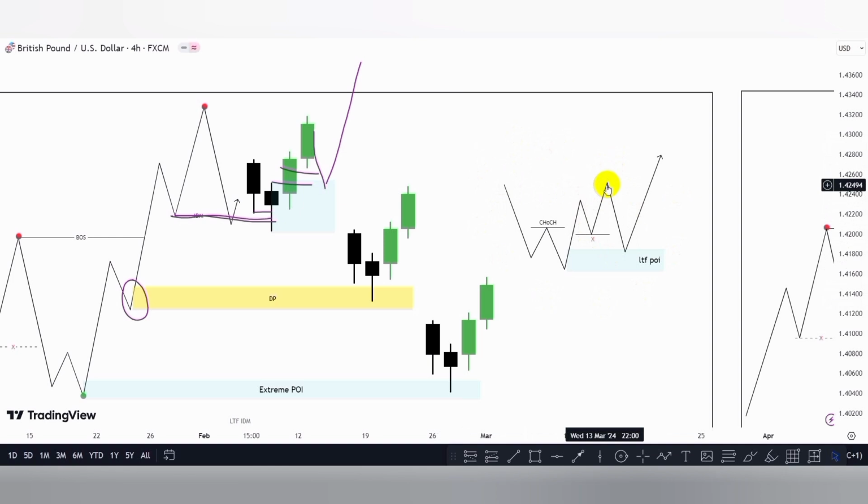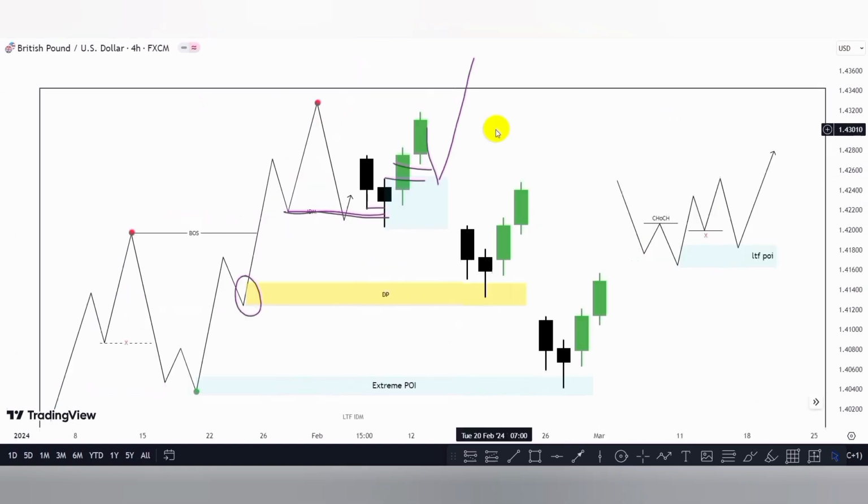So what you're expecting is now to see a return to the lower time frame point of interest for price to mitigate the lower time frame point of interest, raid the inducement, and then you move with price to the upside. So this is the case where you would see price just raid the inducement without really returning into the decisional point of interest or possibly to your extreme point of interest.